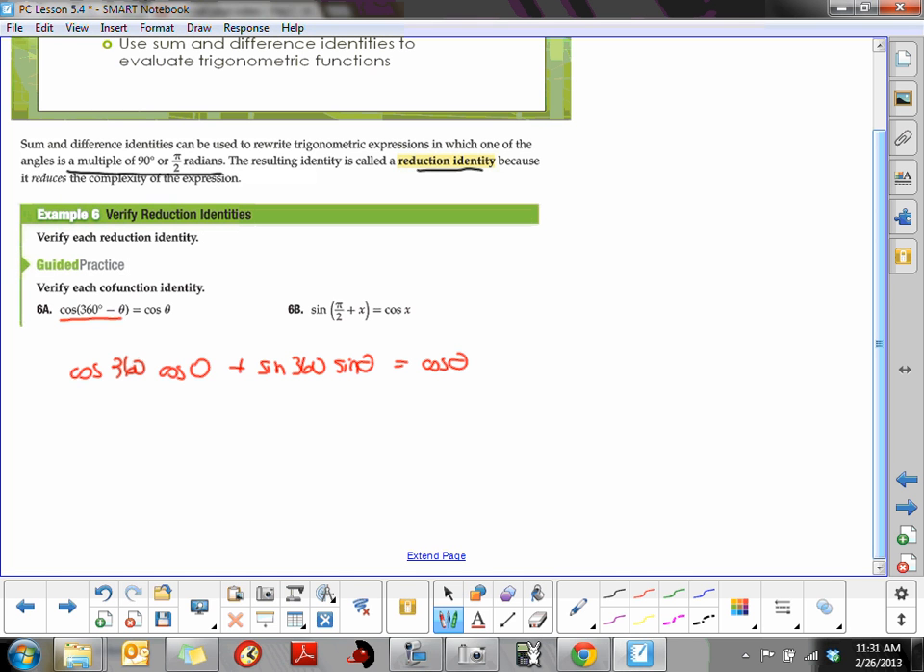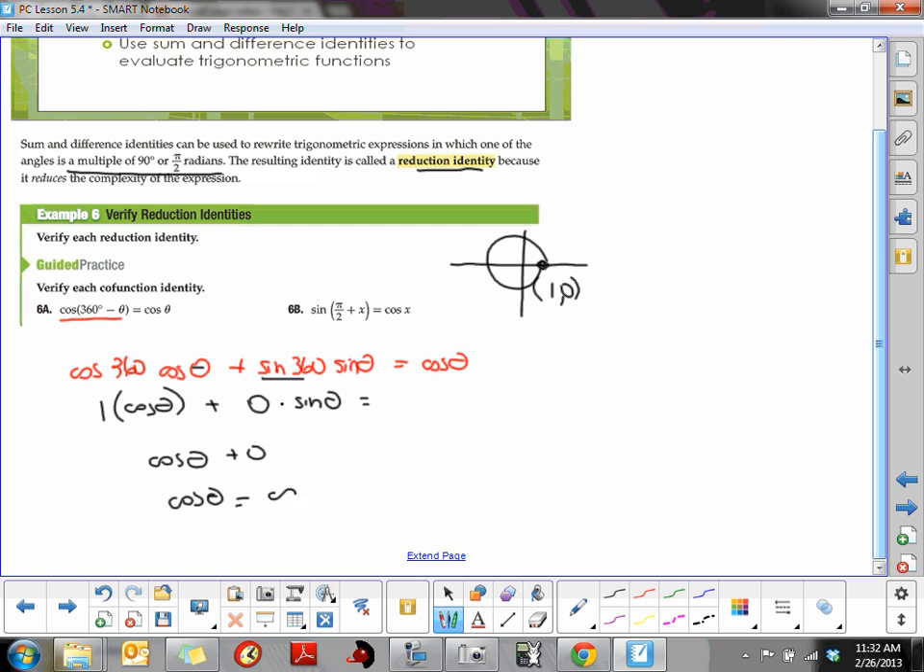A cosine of 360, again, we're looking at an angle that goes all the way around and parks itself right on the x-axis, which is the ordered pair (1, 0). So the cosine of 360 is 1 times the cosine of theta, plus the sine of 360, that is 0, so 0 times sine of theta. And really what we're left with is the cosine of theta plus 0, or just the cosine of theta, and we've already proven this reduction identity. Okay, pretty straightforward and simple. Just got to work with some quadrantal angles.